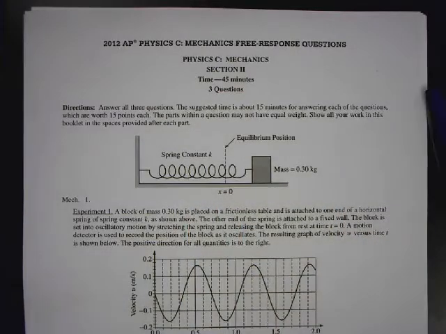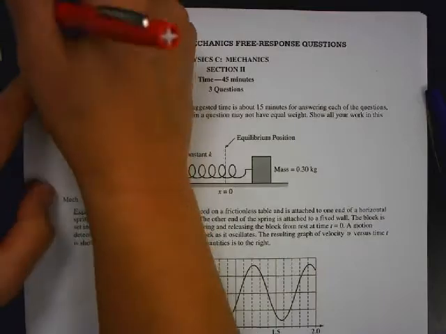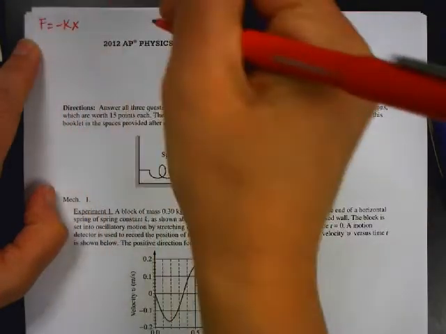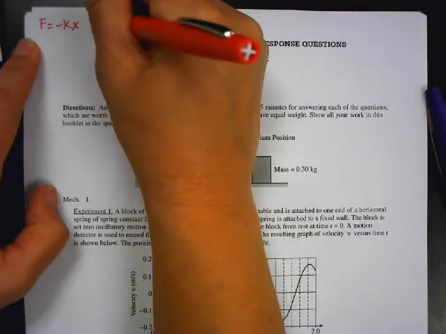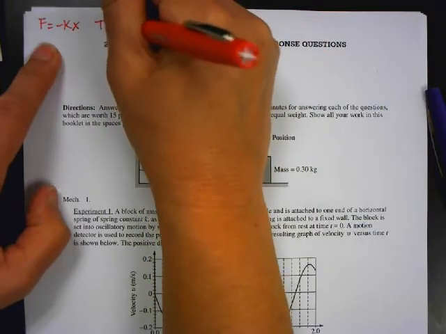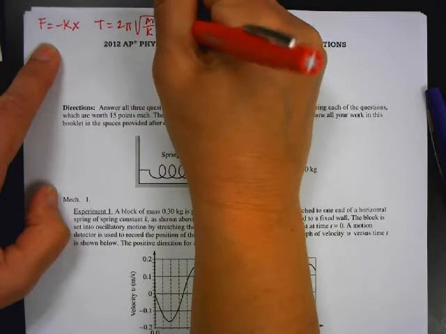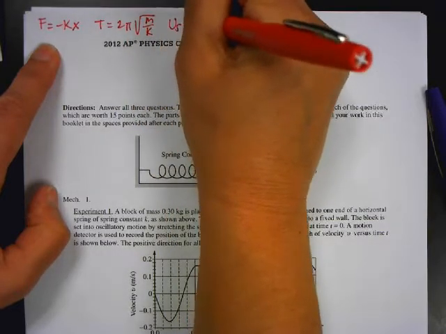Before I'm even going to read the problem, in my head, I'm going to say to myself, okay, I have a spring. There's three things we're always going to think about in the back of our head whenever I see a spring. Those three things are Hooke's law, F is equal to minus kx. We know the period of a mass on a spring, T is equal to 2 pi times the square root of m over k, and we know U is equal to 1/2 kx squared.